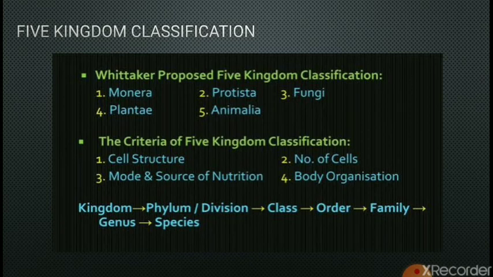that is, Monera, Protista, Fungi, Plantae, and Animalia. He used some criteria for the classification of organisms. These criteria include cell structure, number of cells, mode and source of nutrition, and body organization.